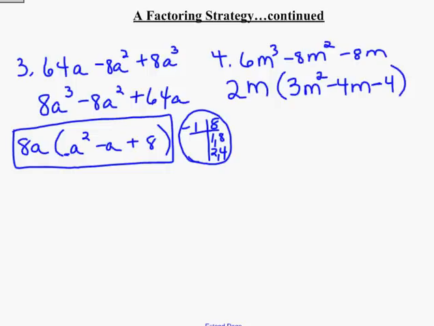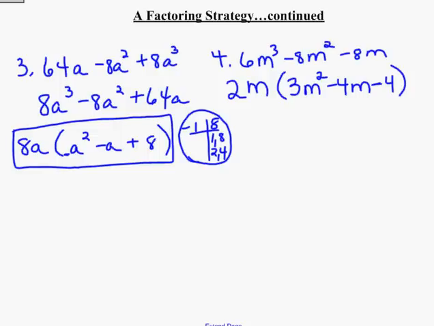So now, what I have in parentheses is a trinomial. With a trinomial, the first thing I'm looking for, remember, is a perfect square trinomial, which this is not, because the first term, 3, is not a perfect square. It does not have a square root that's a whole number.